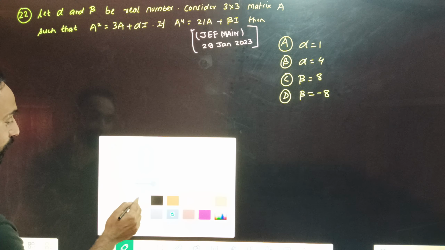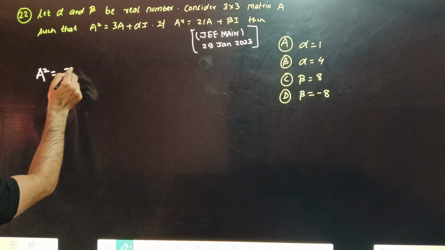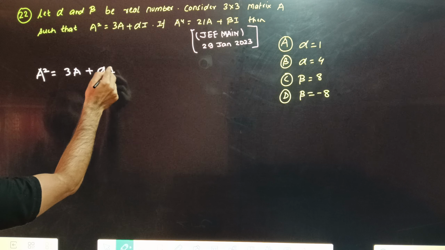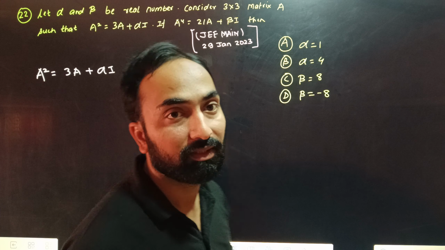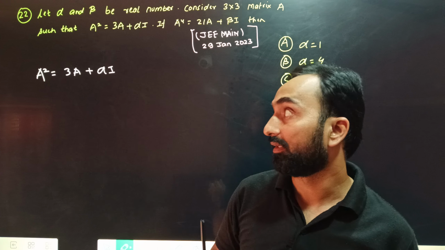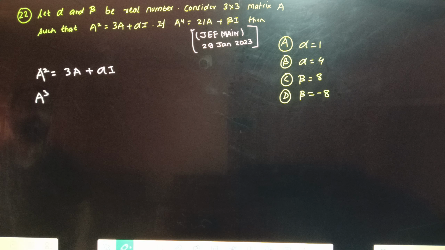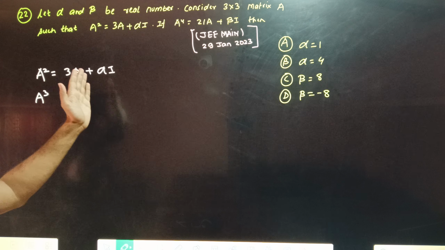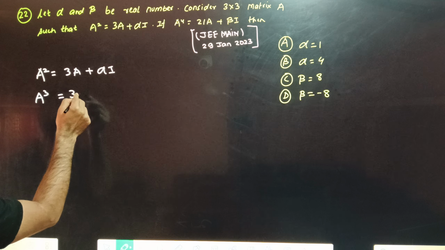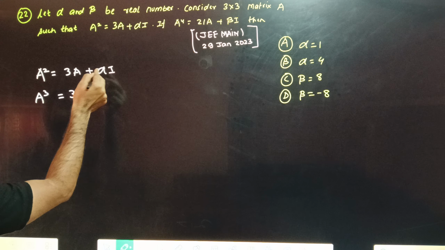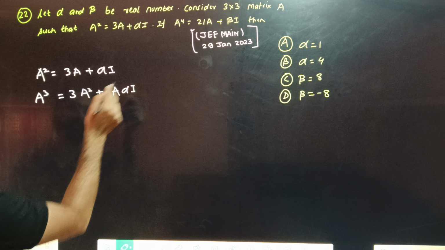First thing we can notice is that the value of A square is given as 3A plus alpha I. Now, if we want to find the value of A cube, what do we need to multiply? We need to multiply A on the left hand side and also A on the right hand side. So this will become 3A into A, which is 3A square, and the other term, A gets multiplied and this becomes A alpha I.